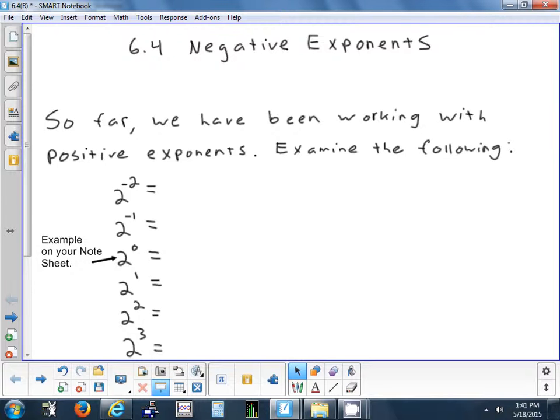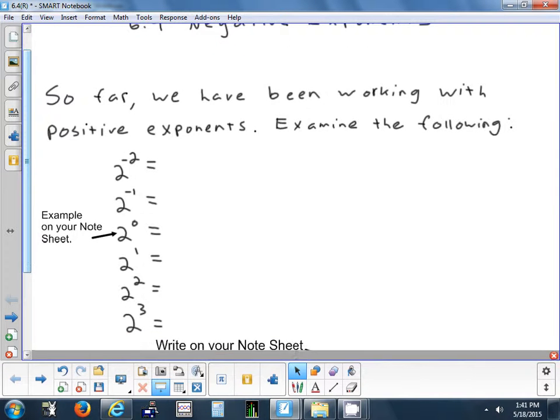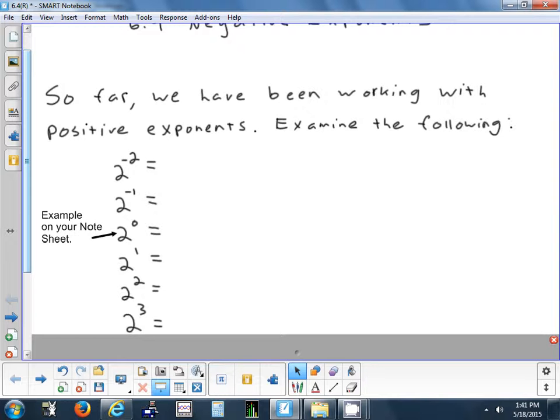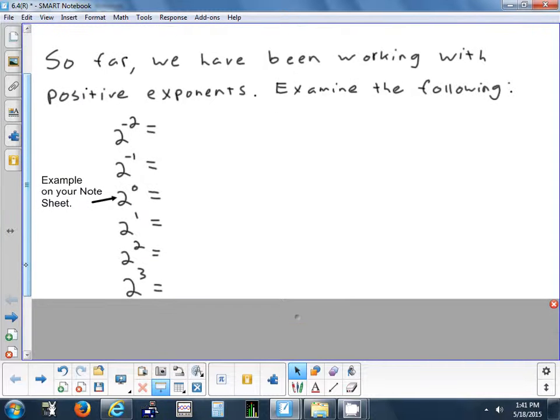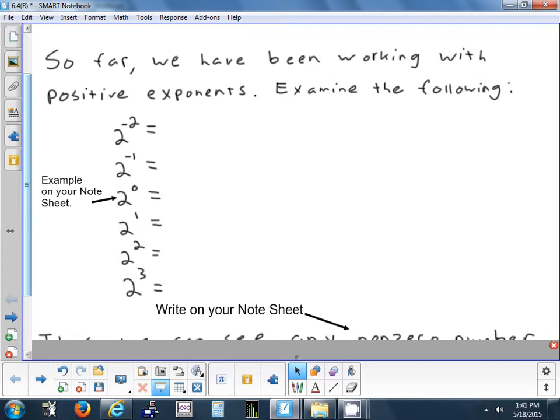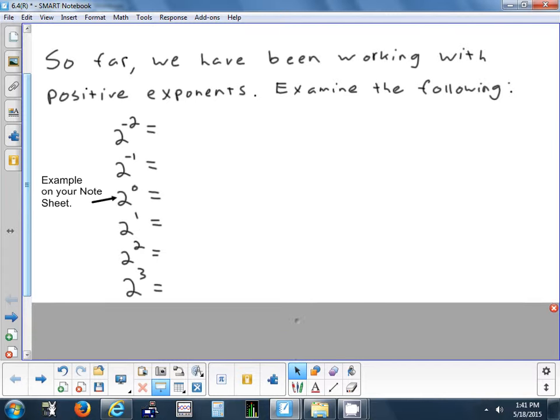So first thing I want to do is forget about 2 to the negative 1, 2 to the negative 2. Let's start with 2 cubed, 2 squared, 2 to the first. And Mr. Roy has a spot for this. This is an example on your note sheet. And you'll see on the top it says 2 to 0. I'm going to show you a pattern, and I bet you're going to be able to figure out what these top 3 are, even though we haven't talked about them yet, just by the pattern.